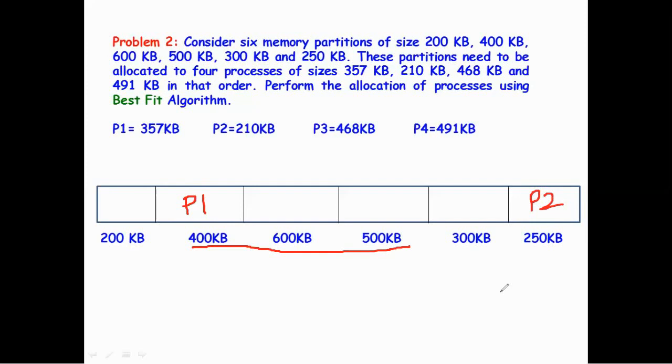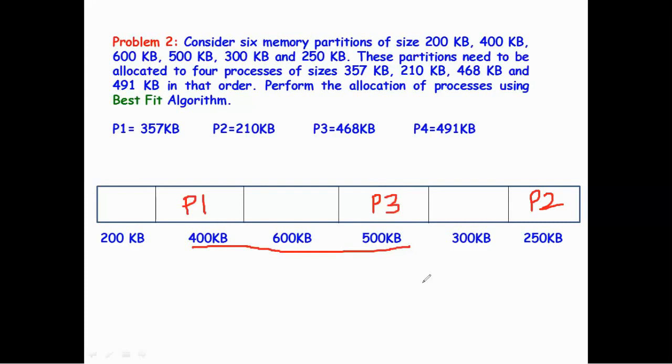Now P3 must be allocated memory partitions. Among 600 kb and 500 kb, the smallest partition that can hold P3 is 500 kb. So here P3 will be accommodated.